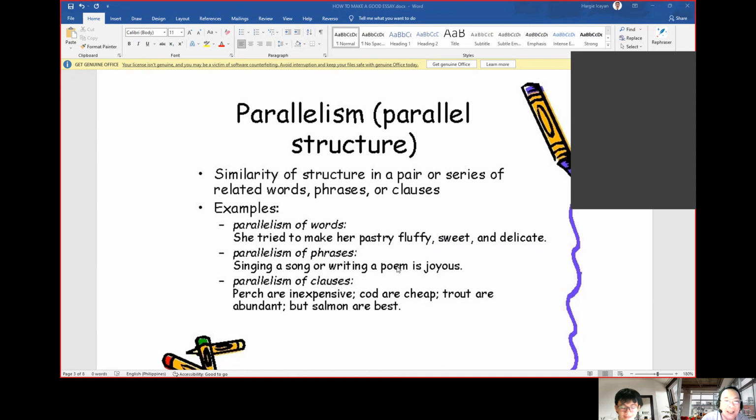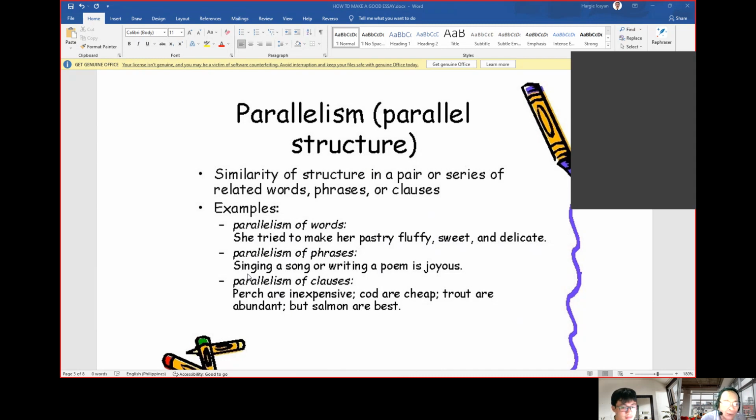And then we also have parallelism of phrases. Can you read the sentence for me, please? Singing a song or writing a poem. A poem, okay. A poem each child. Sometimes they say poem in two different ways, but American English would say poem, so we have to use poem.